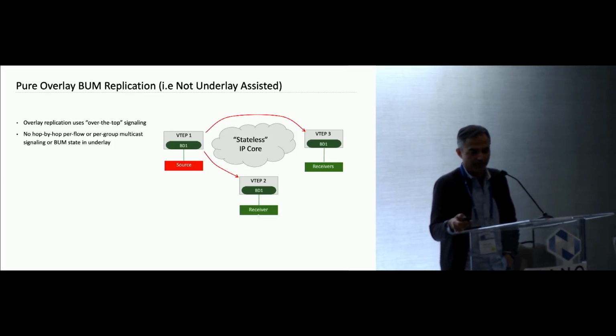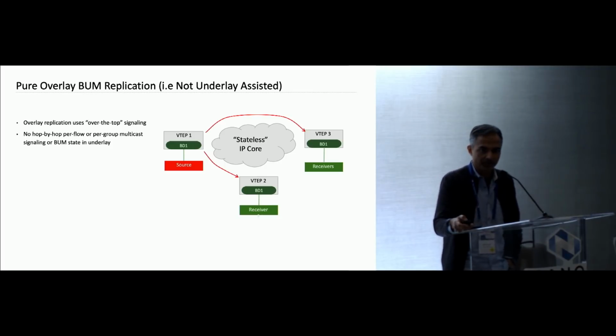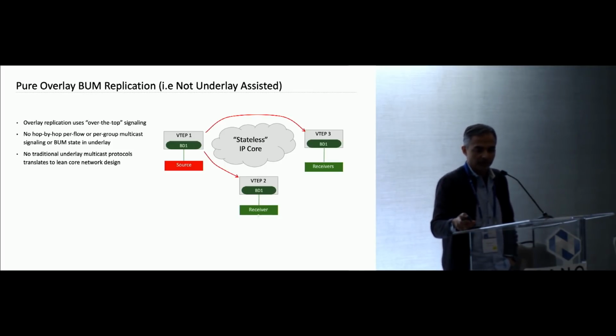So that means we're not doing signaling hop by hop in the underlay, which means we don't have any traditional underlay multicast protocols, and that's a nice thing, right? Which means that you don't have tenant state in your underlay, which means you're running a lean core. Okay, so you want overlay replication.